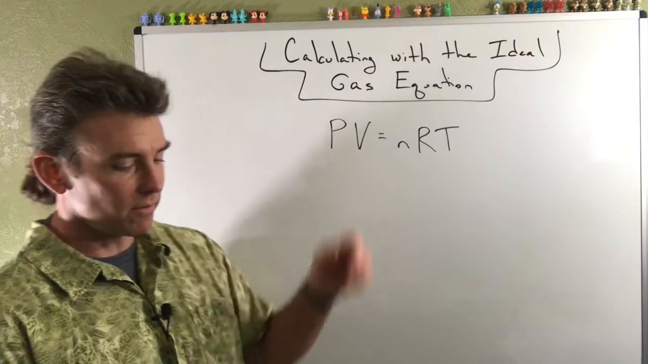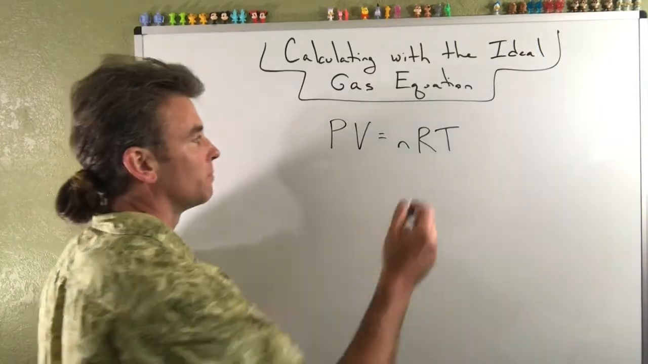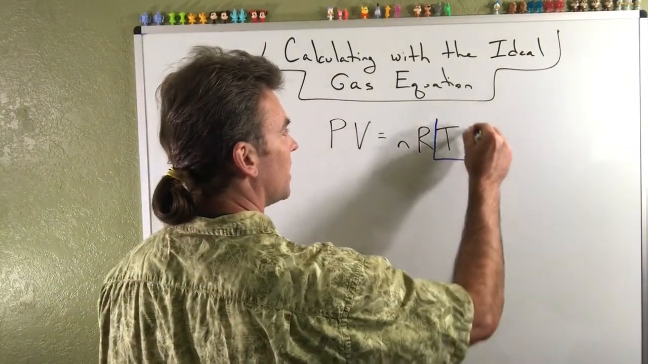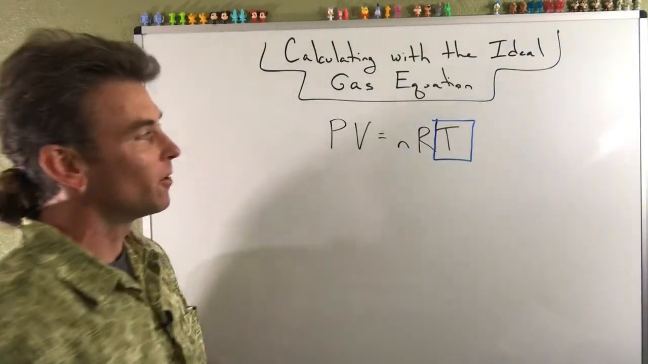So first of all, we have to look at this thing, PV = nRT, which Pivnert is going to be the name of my next child if I have another one.